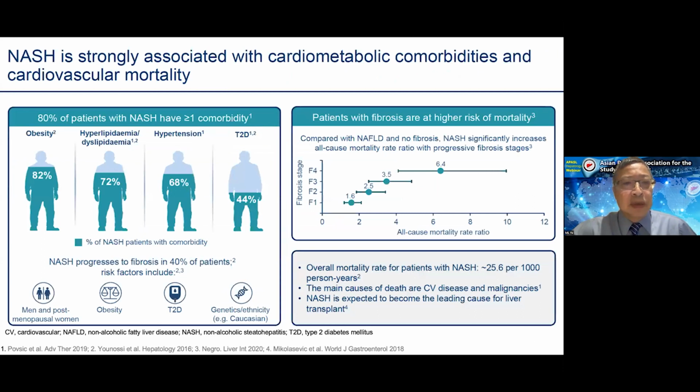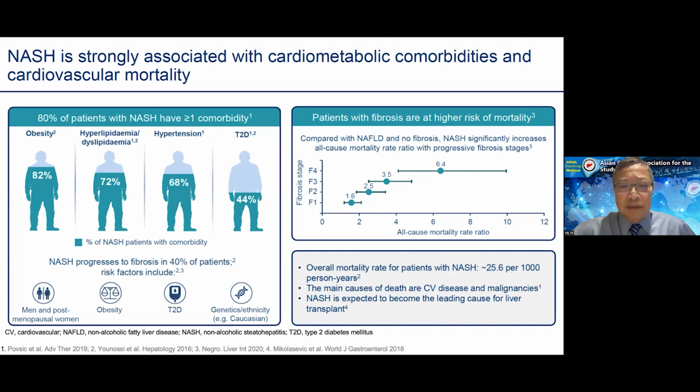However, the most important cause of mortality among NASH patients is cardiovascular disease. It is because 80% of the patients with NASH will have at least one cardiometabolic comorbidity, including obesity, hyperlipidemia, hypertension, and type 2 diabetes. 40% of the patients will progress to hepatic fibrosis. And when compared to the patients with NAFLD without any fibrosis, NASH significantly increases the mortality rate ratio with progressive fibrosis stage. The rate ratio was 1.6 in patients with fibrosis stage 1 and up to 6.4 in patients with liver cirrhosis.